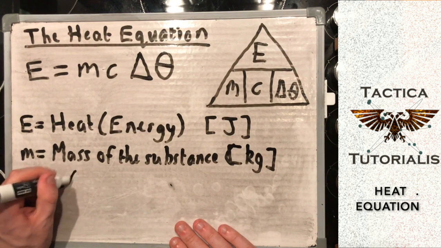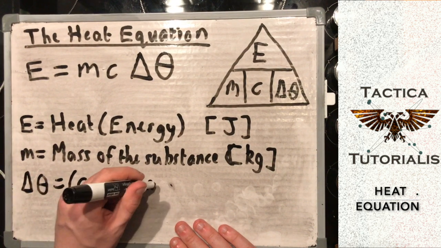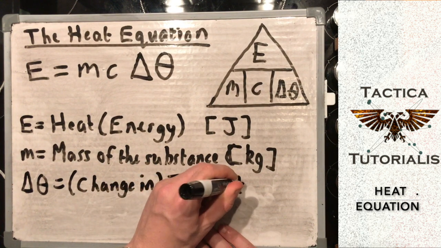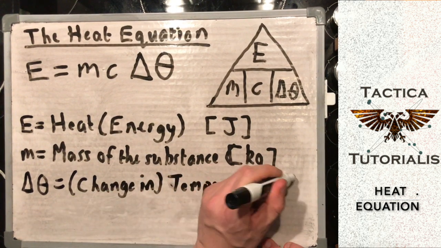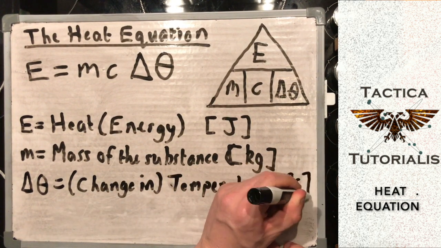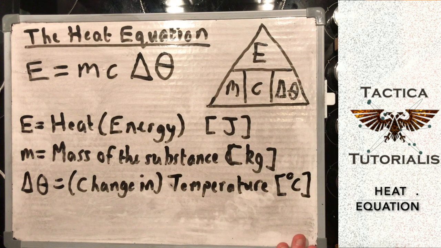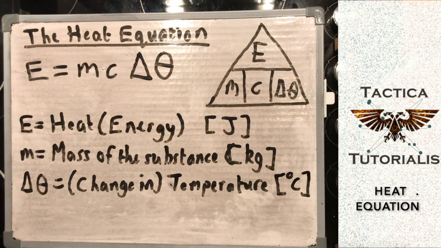Delta theta is equal to the change in temperature, which, at least as far as we see it at GCSE, is in degrees Celsius. We don't get into Fahrenheit and Kelvin particularly. You may get into Fahrenheit depending on your specification, or Kelvin, but at least on the spec I teach, that is in degrees Celsius all the time.